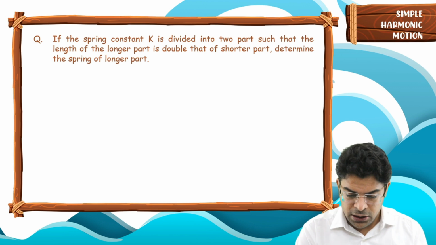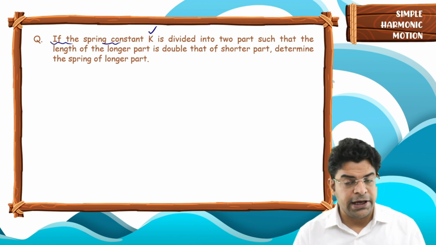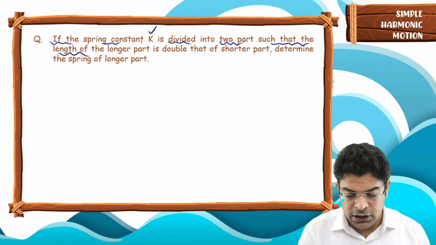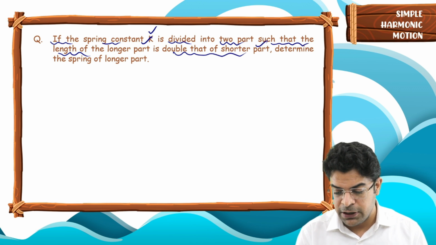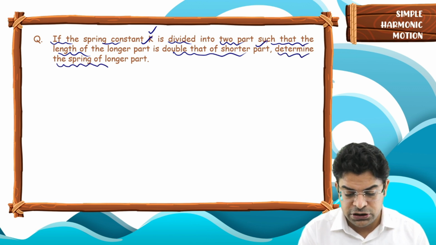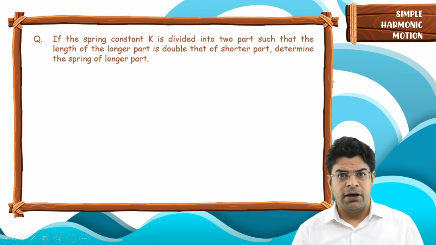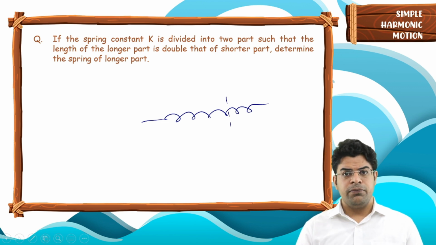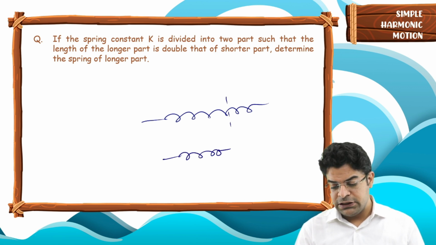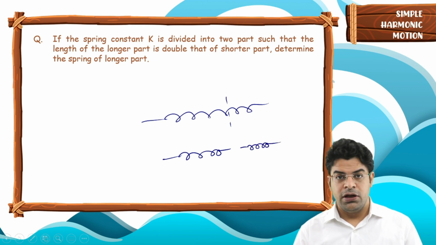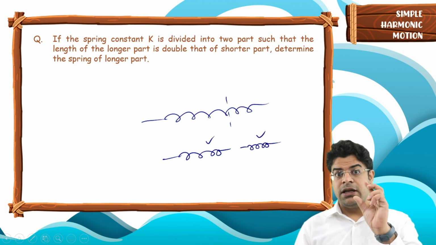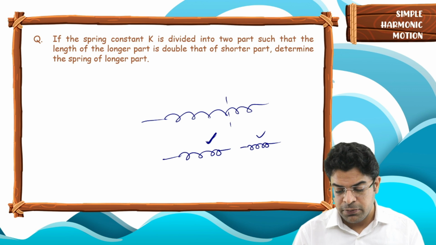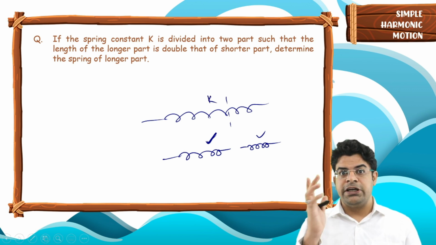So moving on. If a spring of spring constant K is divided into two parts such that the length of the longer part is double the length of the shorter part, determine the spring constant of the longer part. So you have a spring, divided into two parts such that the longer piece is double the length of the shorter piece. They are asking what is the spring constant of the longer piece, given that the spring constant of the whole spring is K.